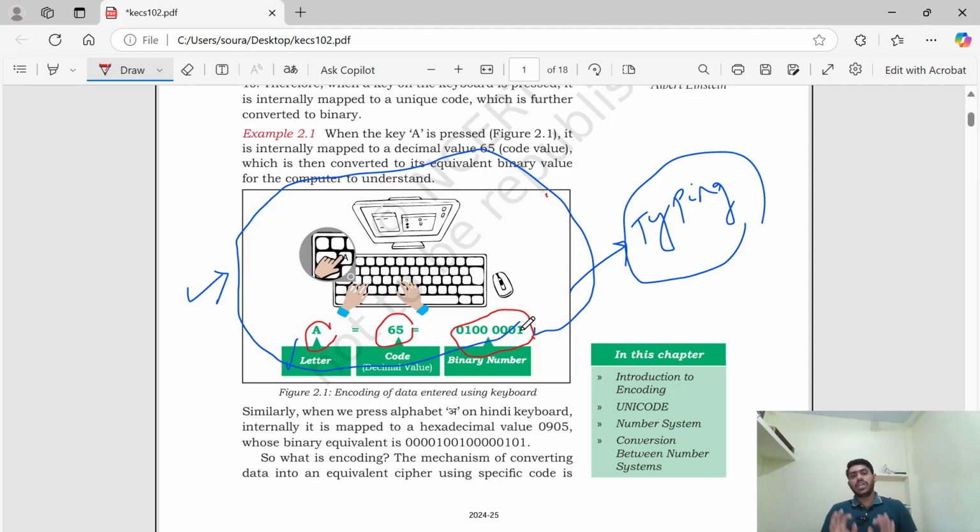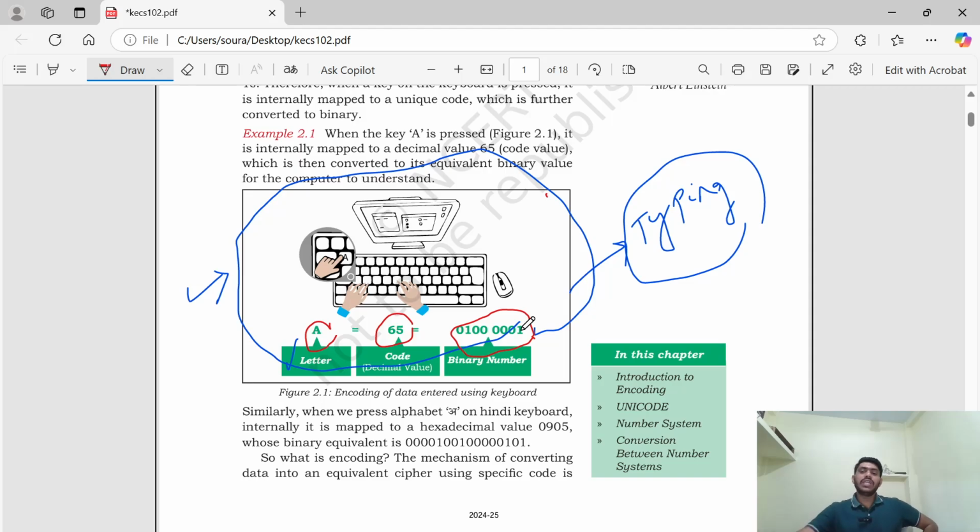Suppose they have typed A from the keyboard. You can see here in the picture, after typing A, 65 is the decimal value of capital A. Clear my point? And that 65 is converted to binary. That is how the number system is represented with the help of the computer. How the human being will know, how the computer will know, all the things will be set. That is called the proper processing of the computer system.